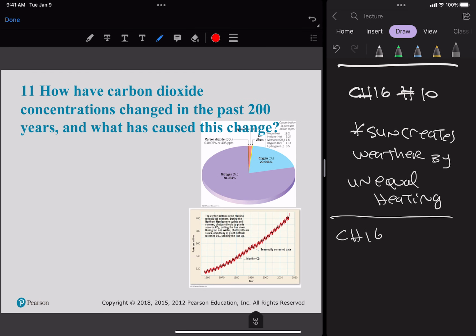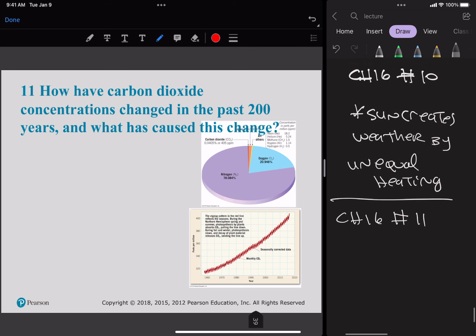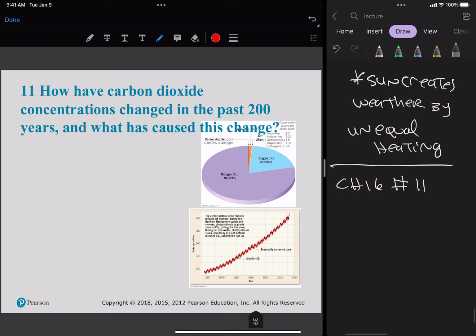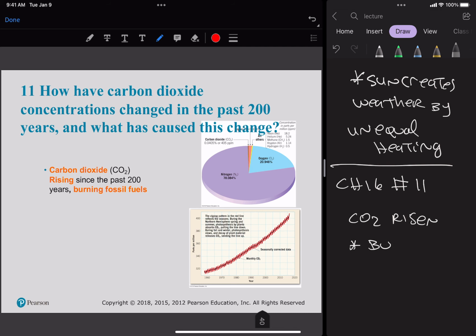Chapter 16, number 11. How have carbon dioxide concentrations increased in the past 200 years, and what has caused this change? So let's see. You have some hints here. So CO2 concentrations have risen, and the reason why is because of burning fossil fuels.